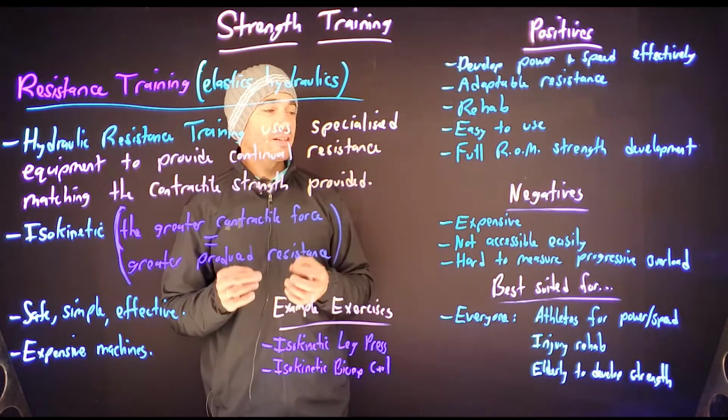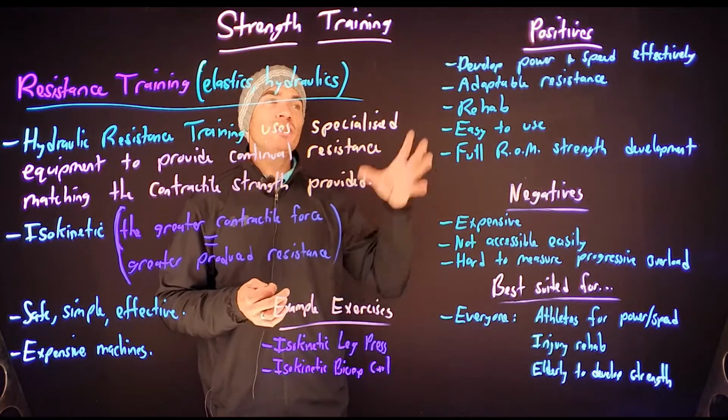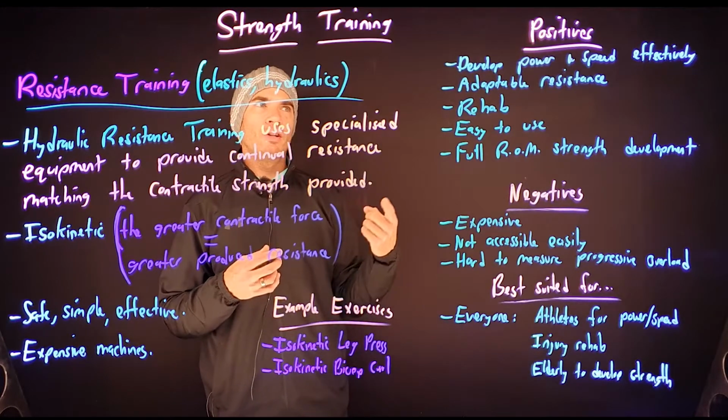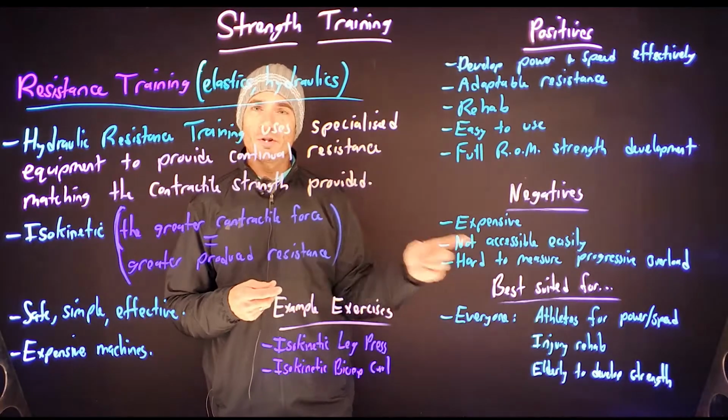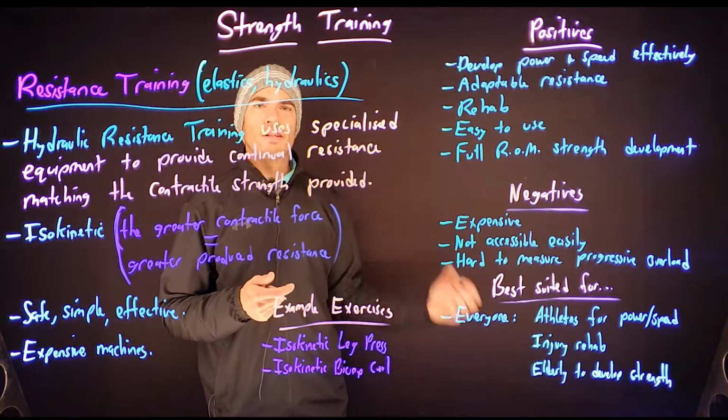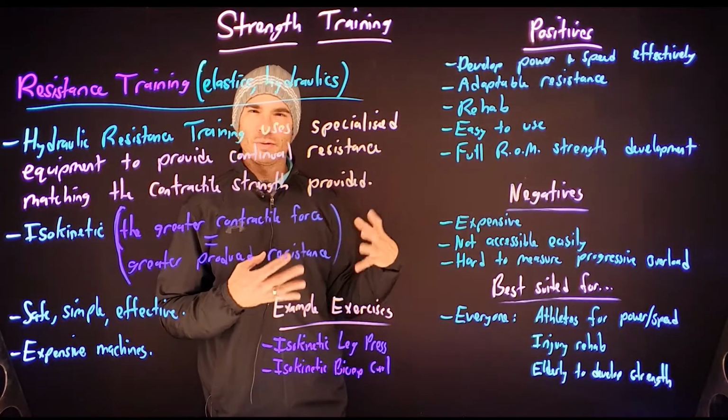And the other thing is that it's actually really hard to measure progressive overload using these machines. You can measure progressive overload by using weights and barbells quite easily, but when you jump on these machines, because it adapts how much resistance it's providing back to you, you can't really measure whether you're getting stronger or not.